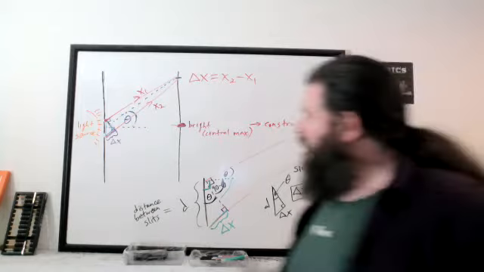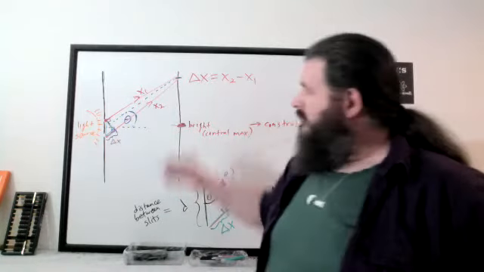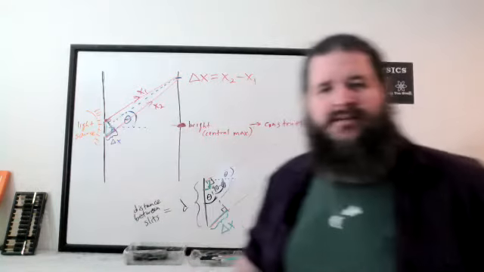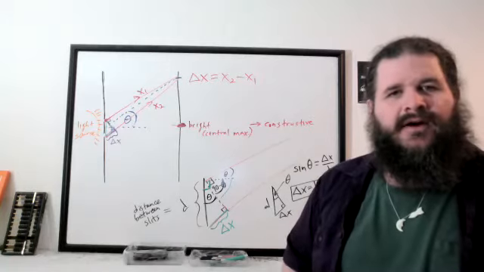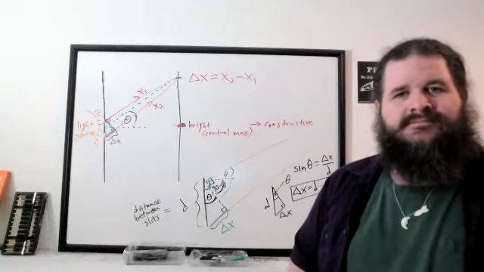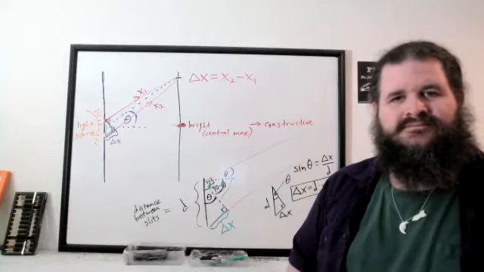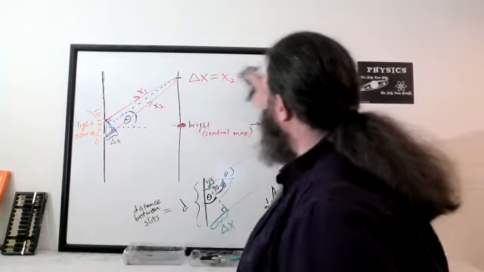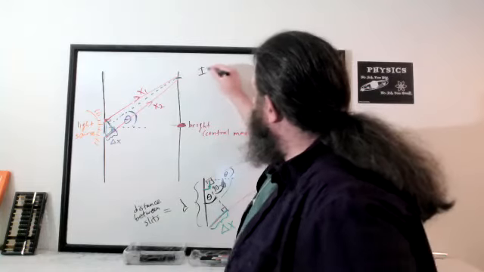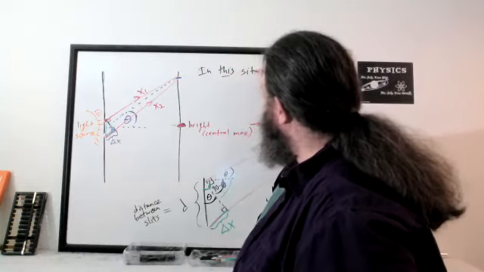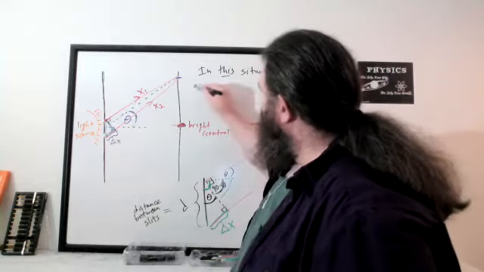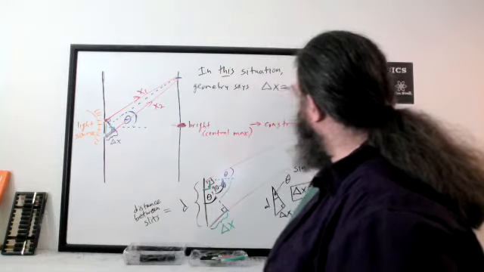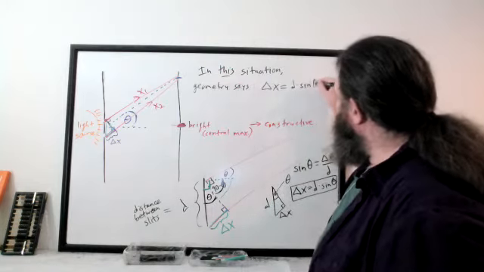In this particular situation, the extra distance traveled by one of the rays of light is going to equal the distance between slits times the sine of the angle of elevation. Any questions on that so far? So we get that from geometry alone. In this situation, geometry says delta x equals d times sine theta.